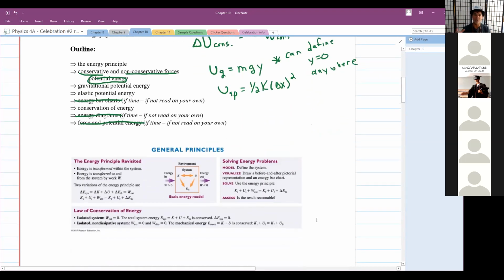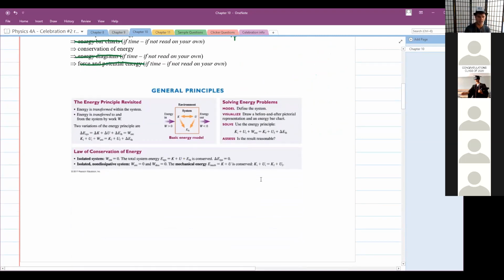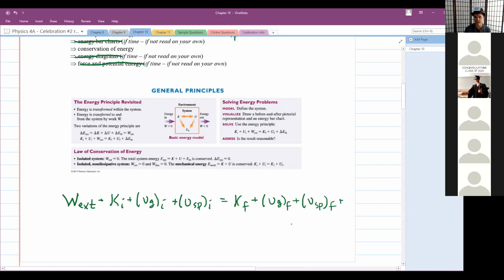And let me remind you, our big giant equation that pretty much always applies is the work done by all external forces plus the initial kinetic energy plus the initial gravitational potential energy plus the initial elastic potential energy equals my final kinetic plus my final gravitational potential plus my final elastic potential plus any change in thermal energy.